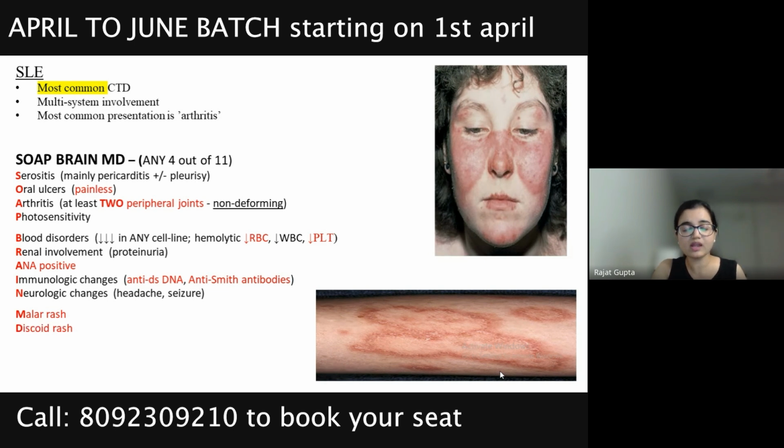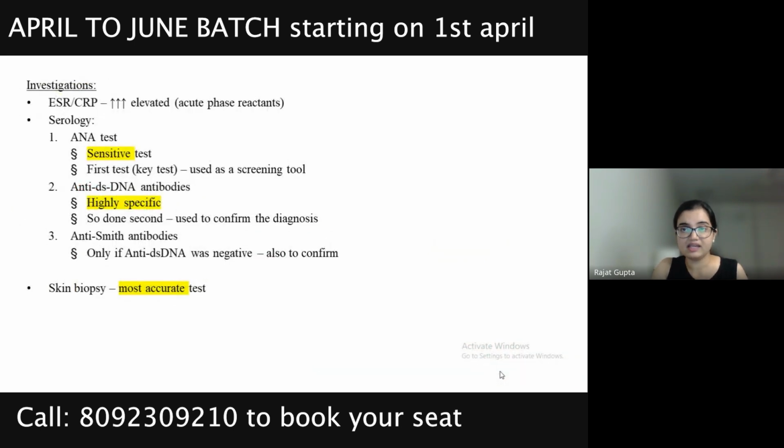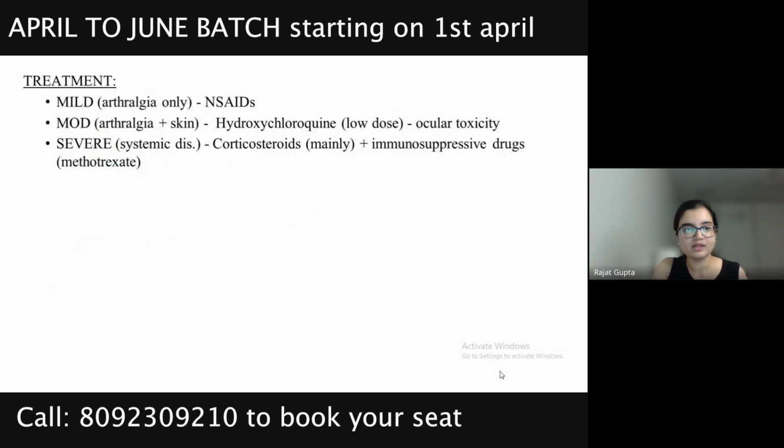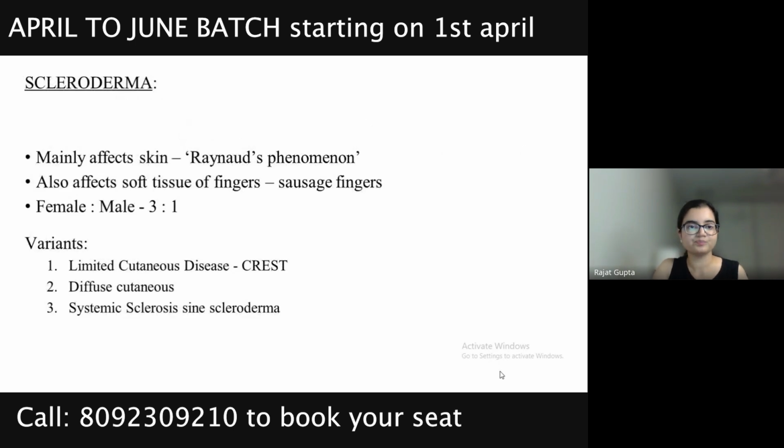Now, investigation. ANA will be high, anti-dsDNA, anti-Smith, more specific. Most accurate diagnosis, skin biopsy. Treatment, mild, moderate, severe. If it's only bones, NSAIDs. If it's bones and skin, hydroxychloroquine. If it's beyond that, then steroids and methotrexate.